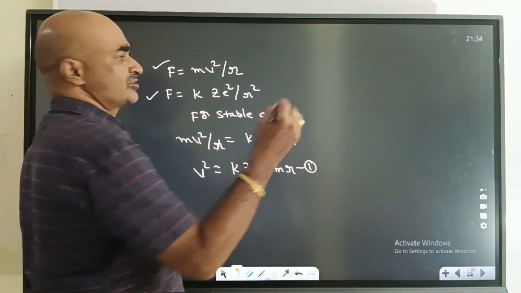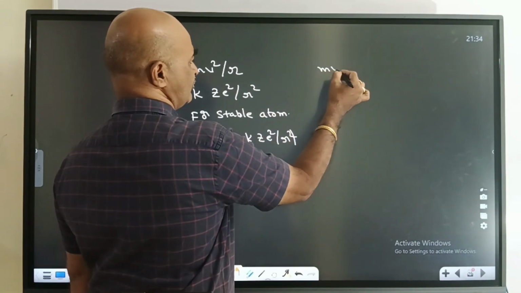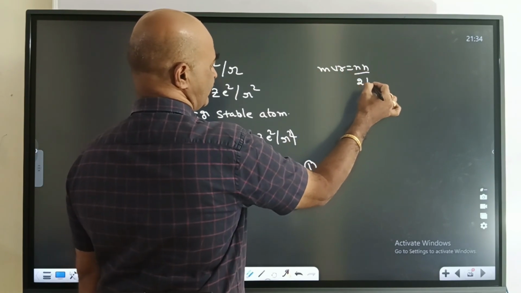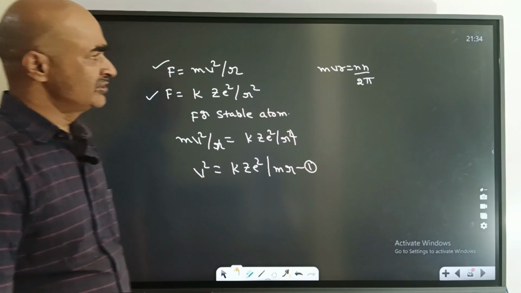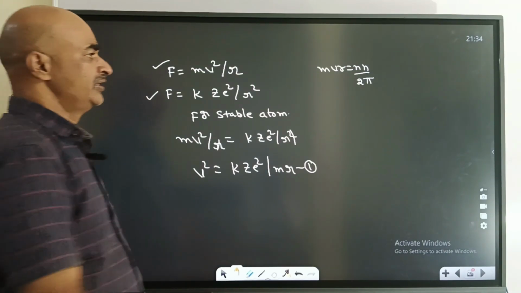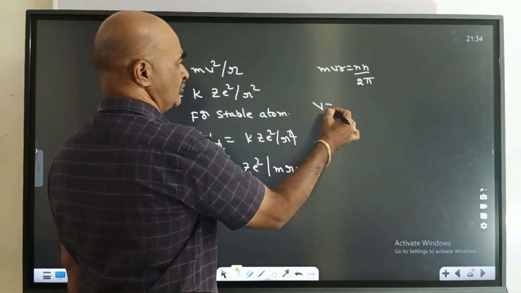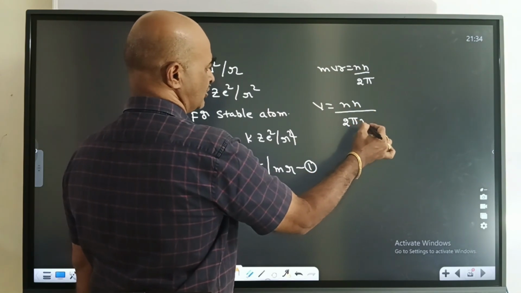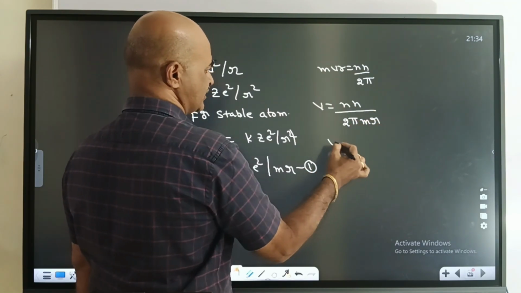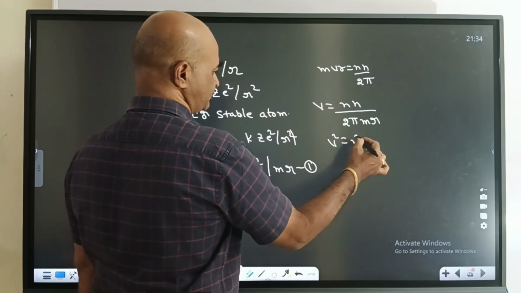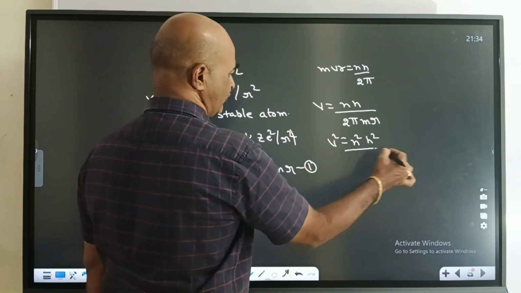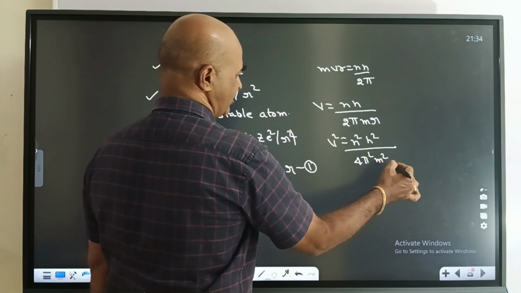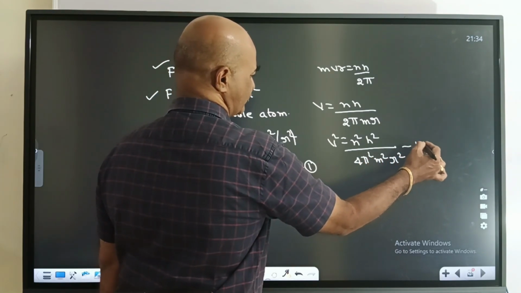One of the Bohr postulates is mvr equal to nh divided by 2 pi. Therefore, v is equal to nh divided by 2 pi m r. So v square is equal to n square h square divided by 4 pi square m square r square. This is equation 2.